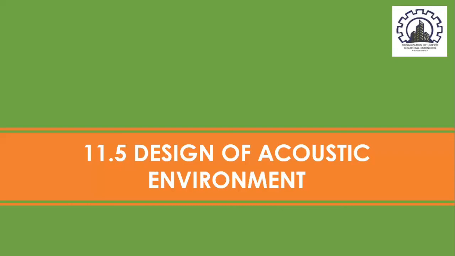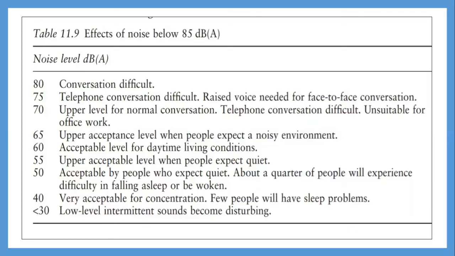Now, as you can see in table 11.9, it shows the effects of noise below 85 dBA. For example, at 80 dBA, the effect of noise is that conversation is difficult. At 75 dBA noise level, the effect would be that telephone conversation is difficult, and a raised voice is needed for face-to-face conversation, and so on and so forth.